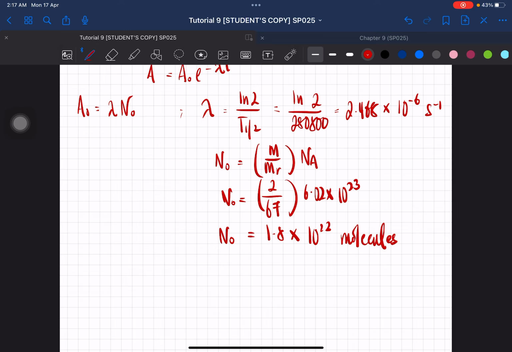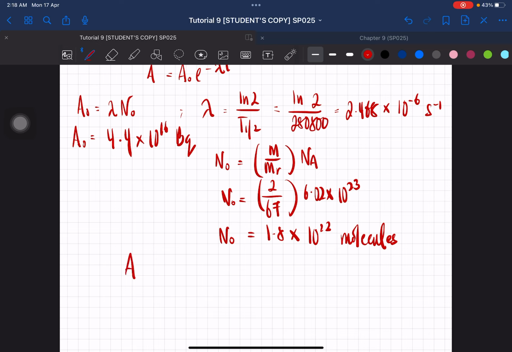Okay, so we have the decay constant and the initial number of molecules. We just have to substitute these numbers here and you will get the initial activity to be equal to 3.4 times 10 to the power... wrong, sorry, it's going to be 4.4 times 10 to the power of 16 becquerel. Okay, so that is the initial activity.